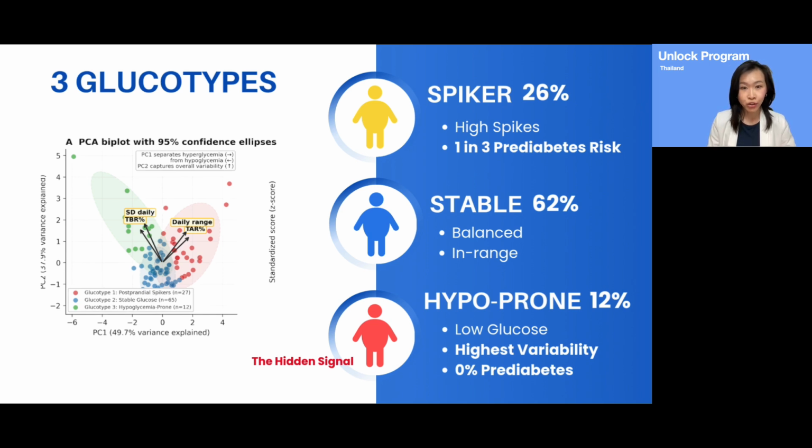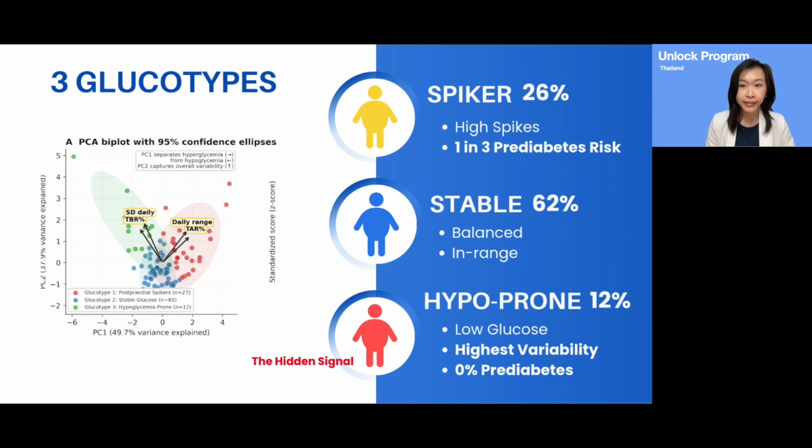One possible explanation is reactive hypoglycemia. This may be due to a strong insulin response after meals in people with high insulin sensitivity. Another possible explanation may be irregular meal timing or intermittent fasting. This should be studied further. Importantly, this phenotype is different from the spiker group. The main issue here is not high blood sugar. It is repeated low blood sugar and unstable glucose levels.